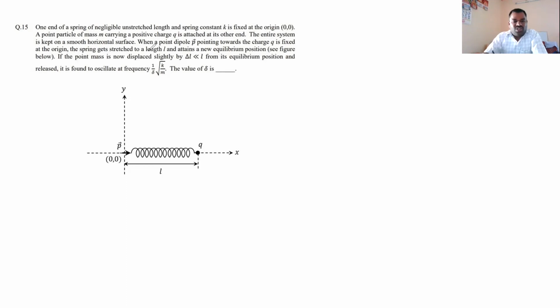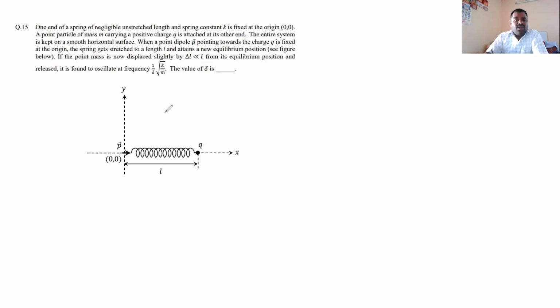The spring gets stretched to a length L and attains a new equilibrium position. If the point mass is now displaced slightly by delta L, very much less than L, from its equilibrium position and released, it is found to oscillate at frequency 1 by delta square root of k by m. The value of delta is what they are asking.